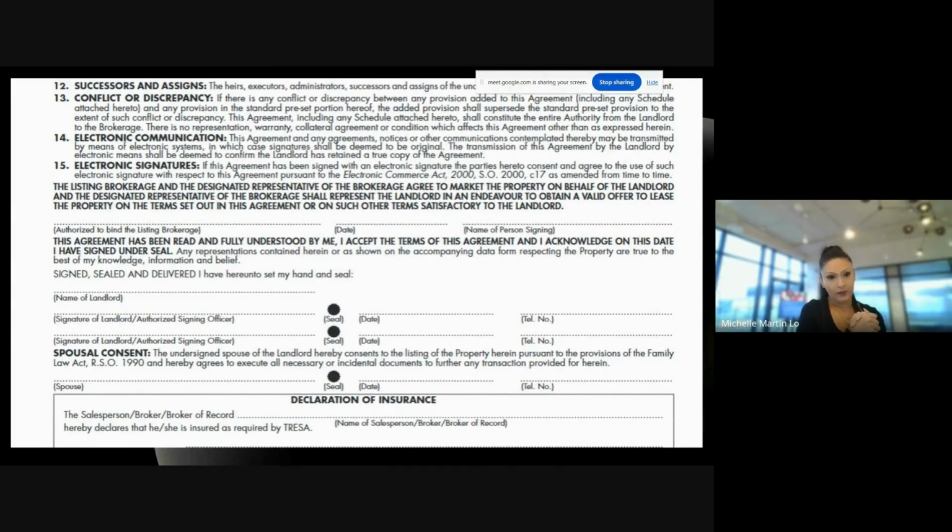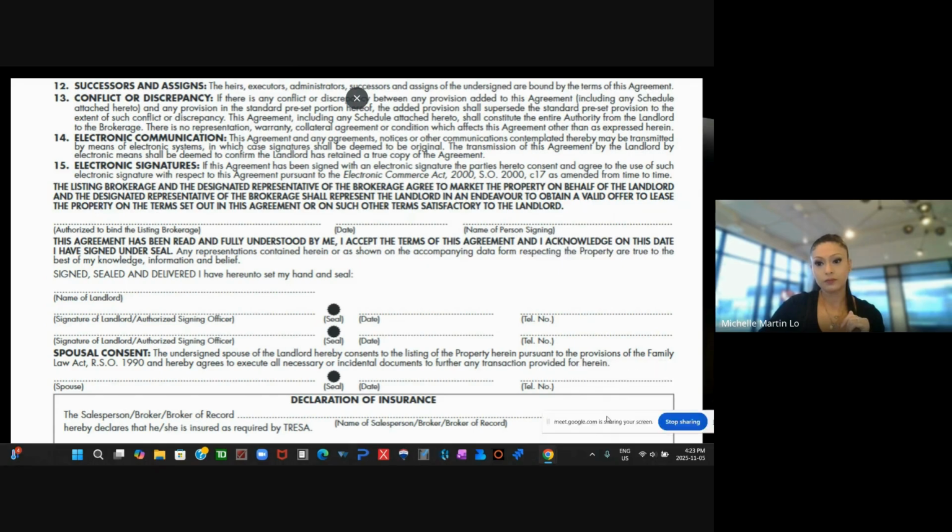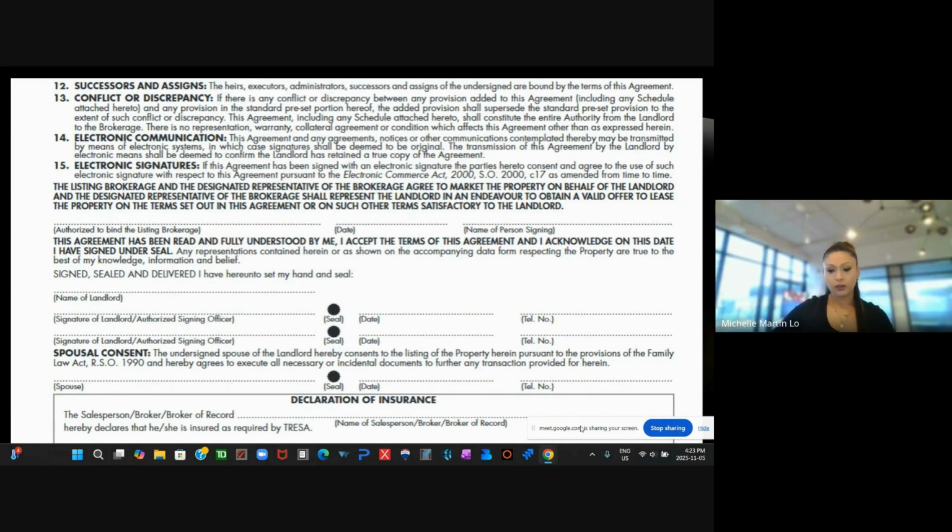Okay. Number 12. What does that mean? The successors and assigns are bound by the terms of this agreement, that this is a binding contract. I love the fact that she just reads it. Yeah. Okay. That's what I was saying. This is a binding contract.